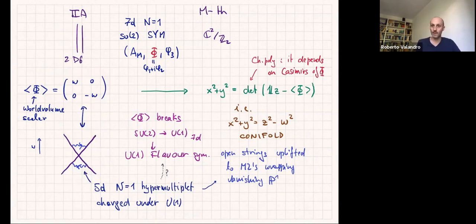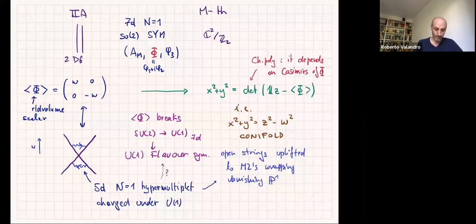Now, the intersecting branes, which spectrum do they have? They have a hypermultiplet localized at the intersection. And there is a relative U(1) of the branes that plays the role of a flavor symmetry for this 5-dimensional mode sitting in the hypermultiplet. Now, how do we understand what happens in the dual M theory if you switch on this VEV in type 2A?